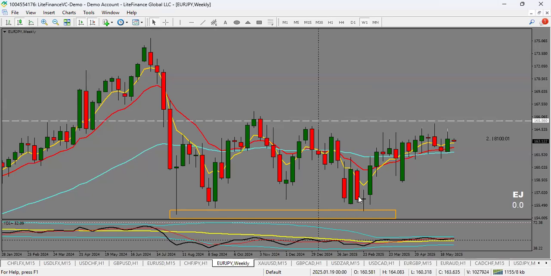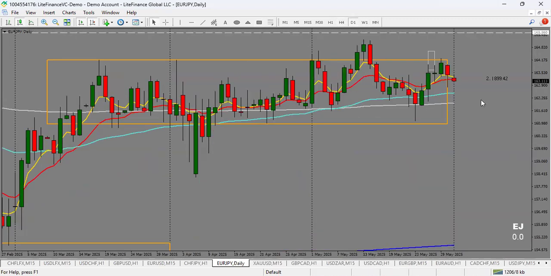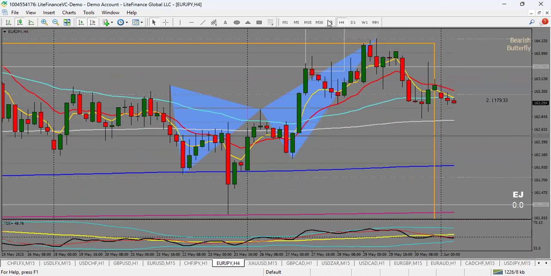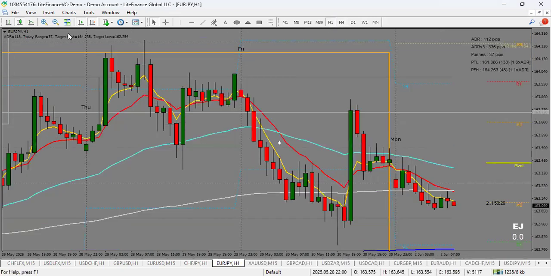This is the weekly time frame. You can see it is bullish, but it is moving very, very slow. This is like a rectangle pattern here as a continuation pattern, and we should be going up. You can see the consolidation here. From March up to today, we haven't seen a significant move on EUR JPY.